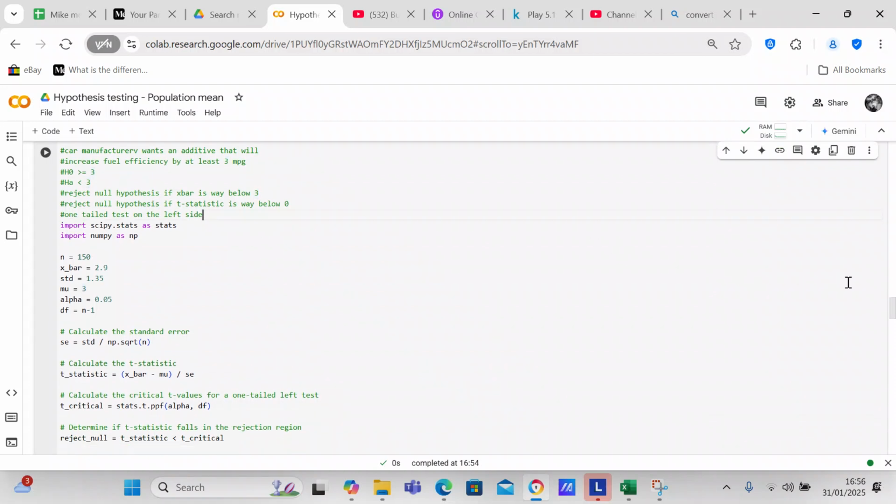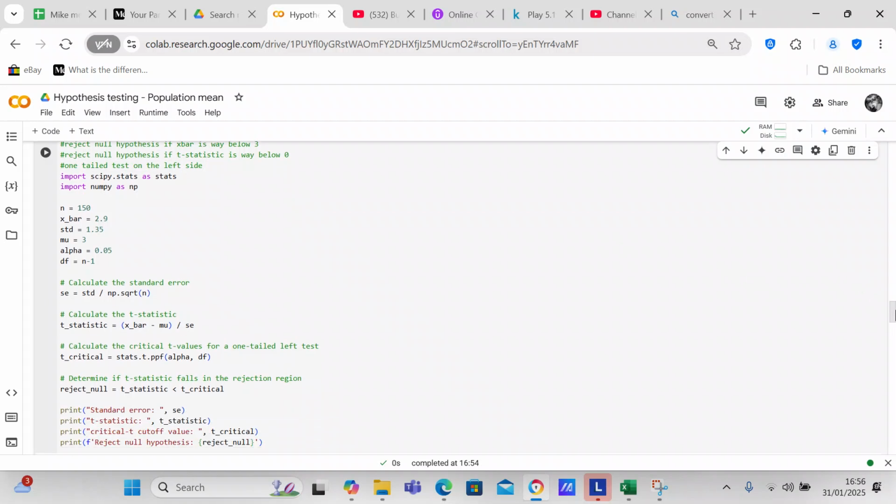So what you want to do is import SciPy to perform your scientific computations and import NumPy to perform your numeric computations. So we're going to get 150 samples. That's N, your sample size. X bar is your sample mean, which is 2.9. Standard deviation is 1.35. Mu is your population mean, which is 3. Alpha, which is your significance level, is 0.05.